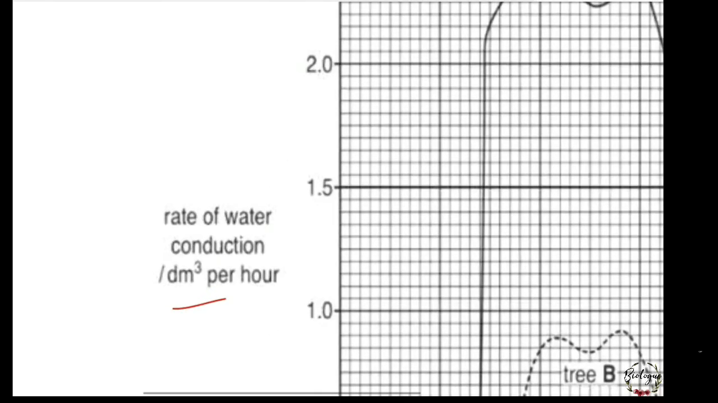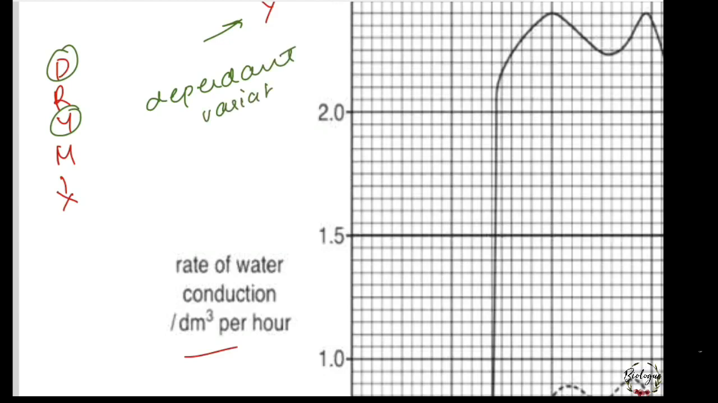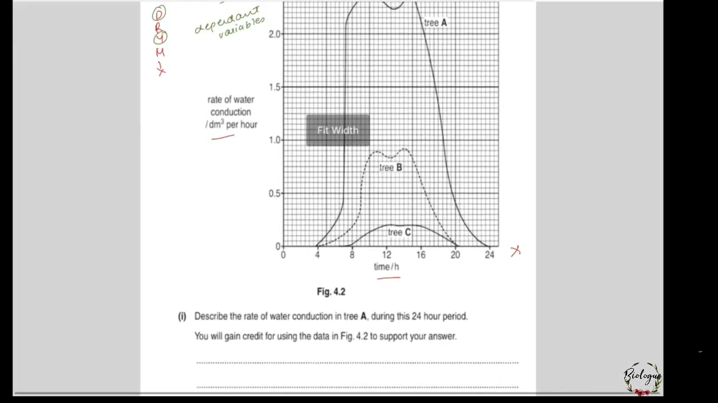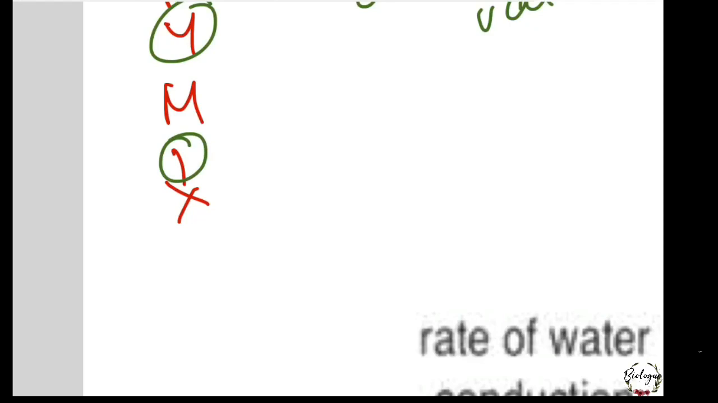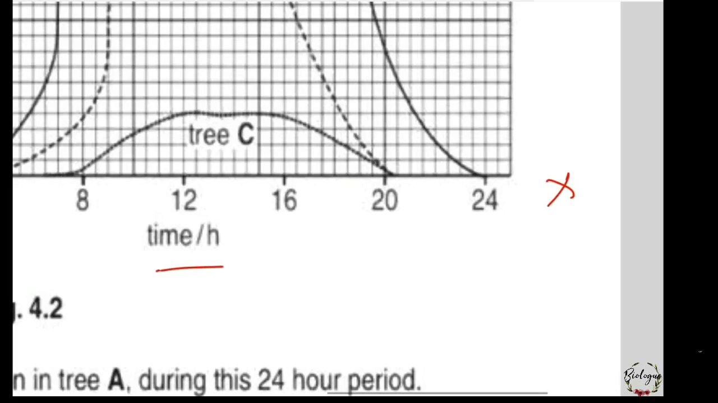So remember, DRY MIX is the one way by which you can understand which variable goes where on a graph. DRY MIX meaning that the dependent variable goes on the y-axis. So here is the dependent variable, rate of water conduction. It is dependent on the independent variable. MIX meaning independent variable on the x-axis. So the independent variable is on the x-axis, meaning time is the independent variable.